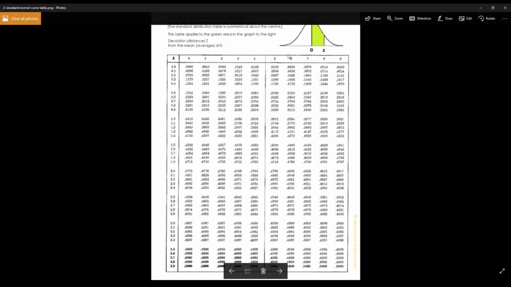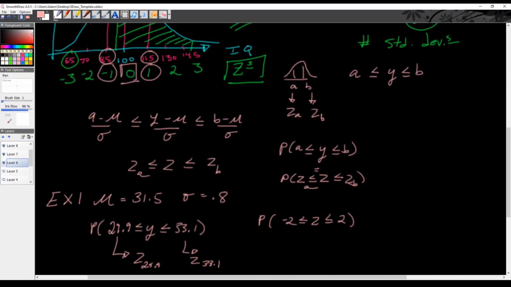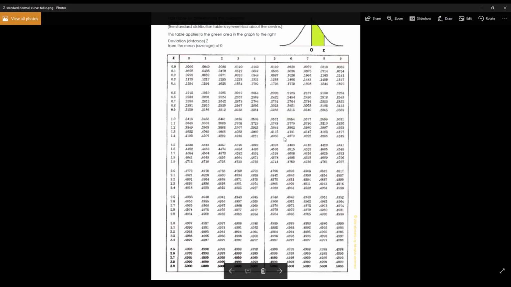This is a z table. It gives you the z value associated with the area under the curve in between 0 and that z value. So we know that the z values are negative 2 and 2. So I go to z equal to 2.0, and I know that in between 0 and z, a z of 2, 0.4772 is the area.